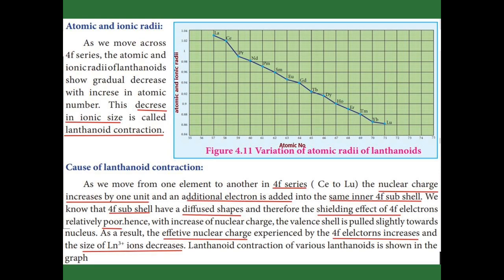So because of the effective nuclear charge, the 4f electrons are attracted by the nucleus. It affects the size of the lanthanoid elements also. So the size of the lanthanoid elements decreases because of the effective nuclear charge experienced on the 4f subshell. This is the cause of this lanthanoid contraction.